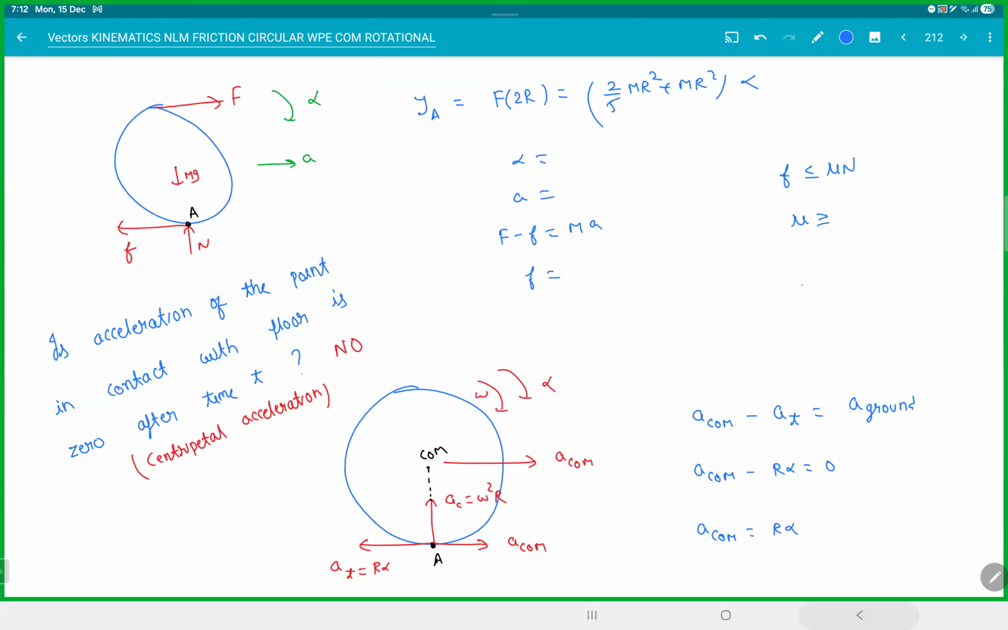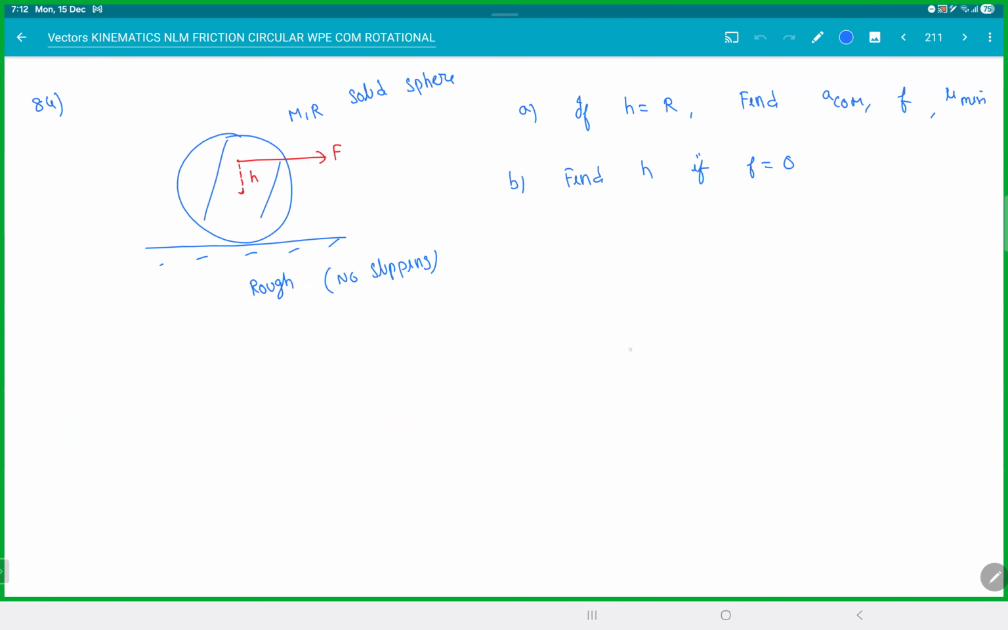I will leave those steps to you. And what about the second thing? Find H if F is zero. That I think is the easiest one there.